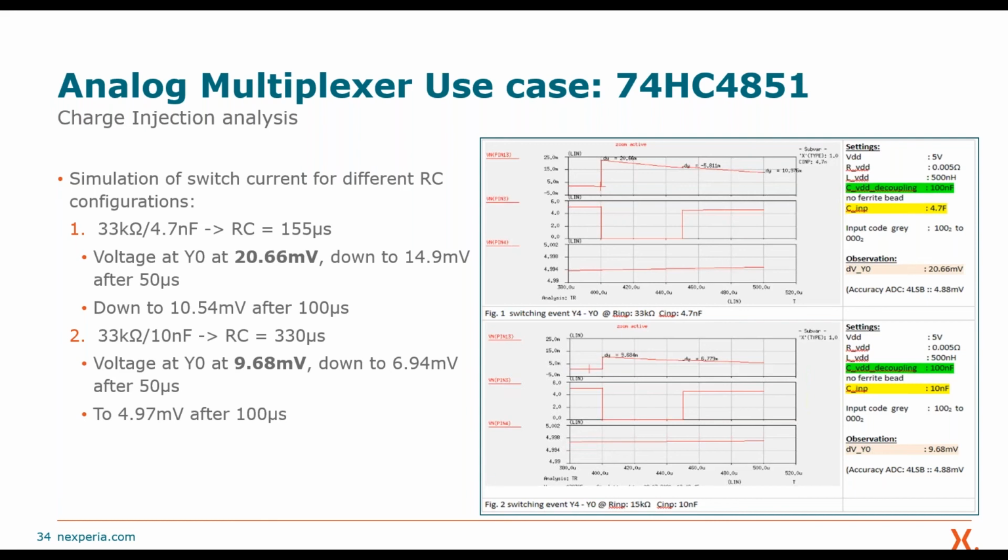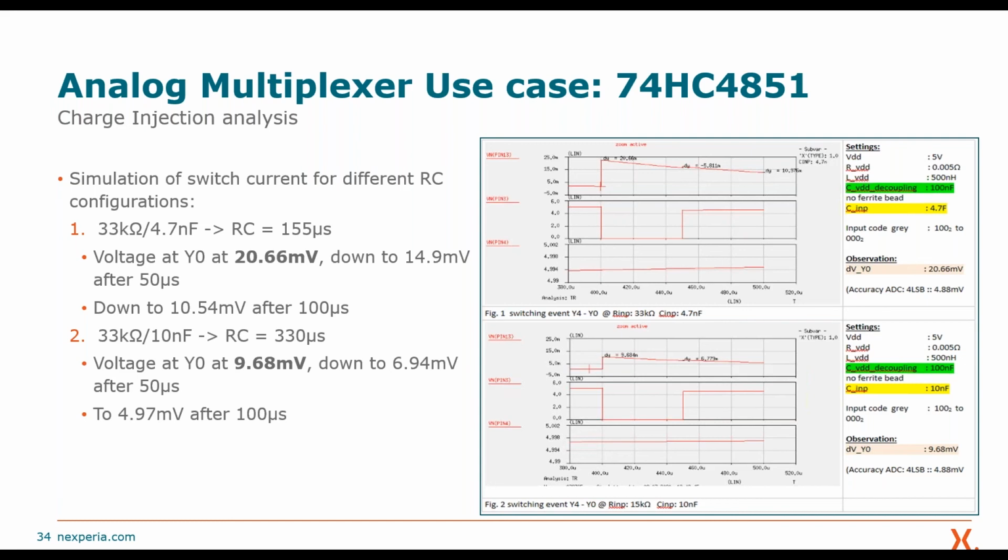And what we did, first of all, the options you have: either you wait for a certain time until the charge has gone, and then sample the analog signal. And of course, that 100 microseconds is quite a short time in this case, so it can become critical. The other opportunity is to configure the RC network, and there we did various examples, and here you can see some results.